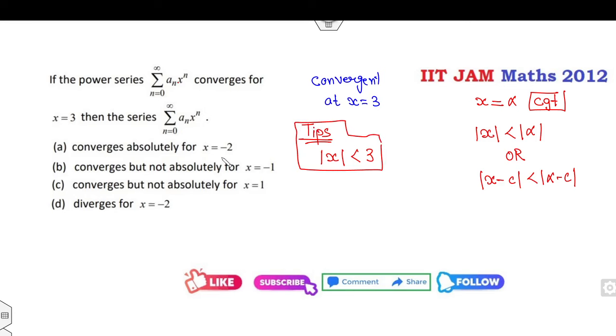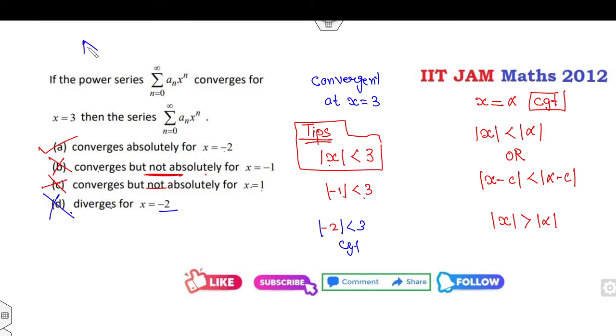Now based on this, you can check that |-2| less than 3 is satisfied, so it is convergent, and |-1| is satisfied too, but the option said not absolutely convergent. It is absolutely convergent. For x equal to 1, 1 is less than 3 is satisfied, but the option said not. For -2, what is the case for divergence? It is greater than the value of alpha. But |-2| is less than 3, so it is satisfied. That means it is convergent, but the option said divergent. This option is cancelled. A is the right answer.